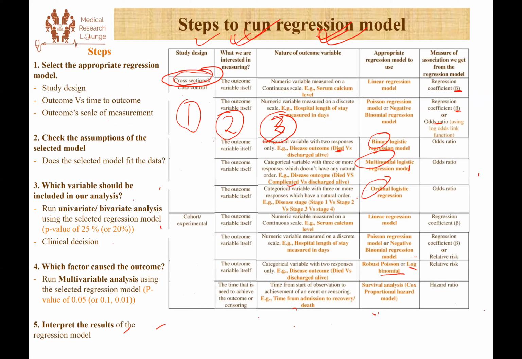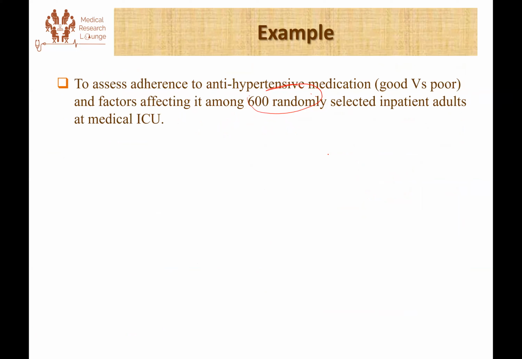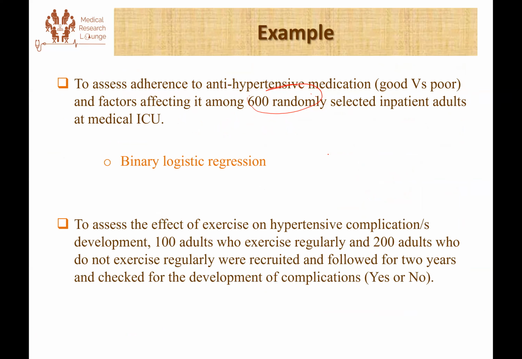Here is a cross-sectional design, and we're trying to assess the outcome itself, and our outcome is adherence to antihypertensive medication. And it says it's measured on a binary scale, right? Either good or poor. So the proper type of regression model to use is the binary logistic regression model. Thank you so much. One last question.